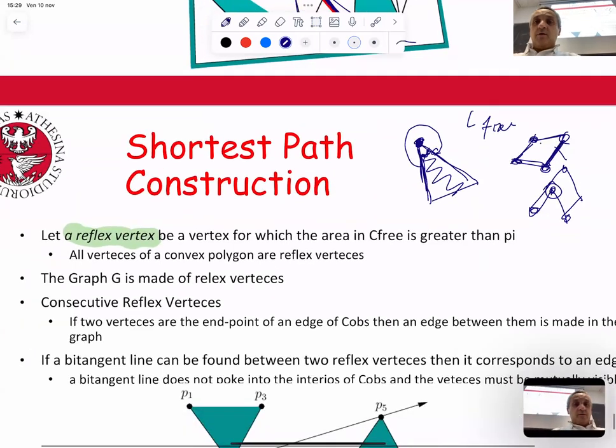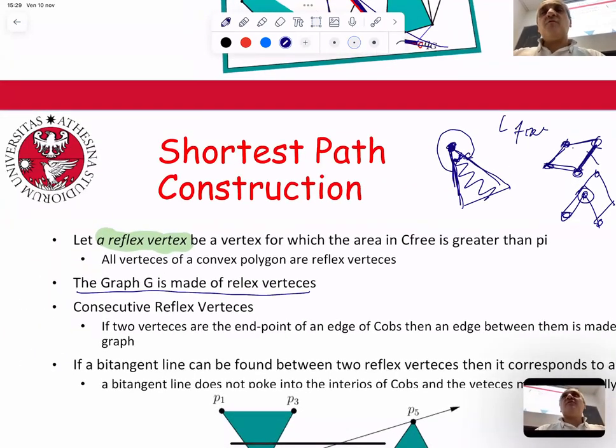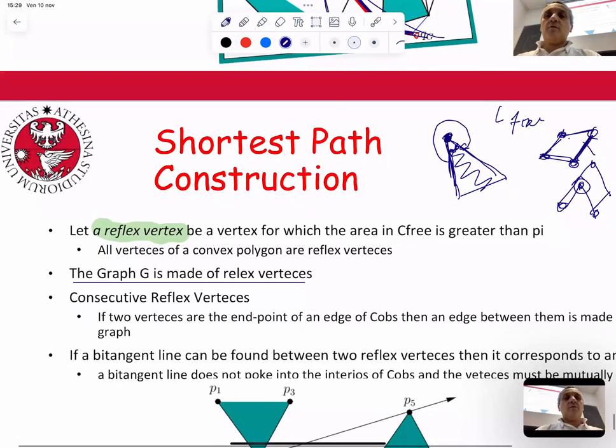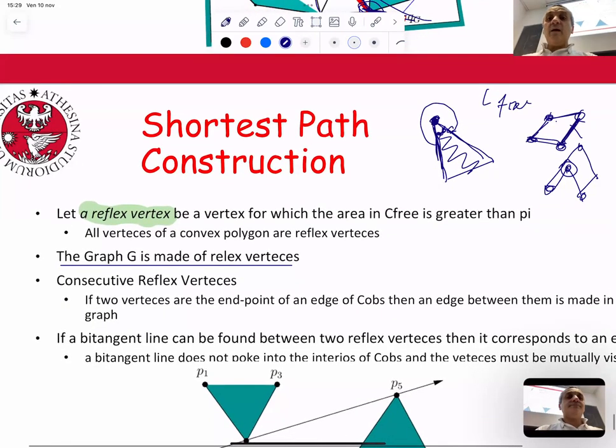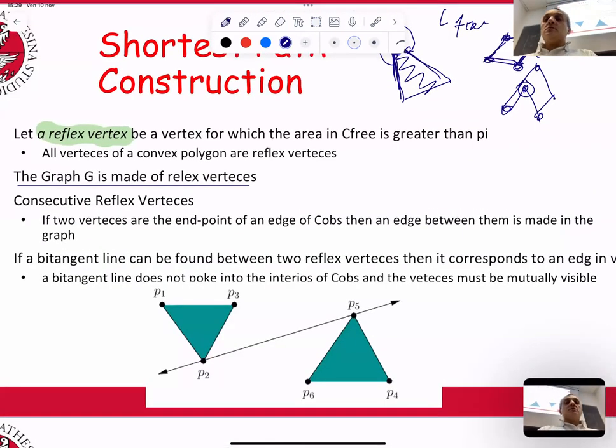The key point is that the graph is made of reflex vertices. And so how do we find this graph? First of all, you just have to search over all the reflex vertices. You list them all. And then we know the nodes of the graph, right? By simply listing all the reflex vertices, you've got the nodes of the graph. Then you need to find the edges.